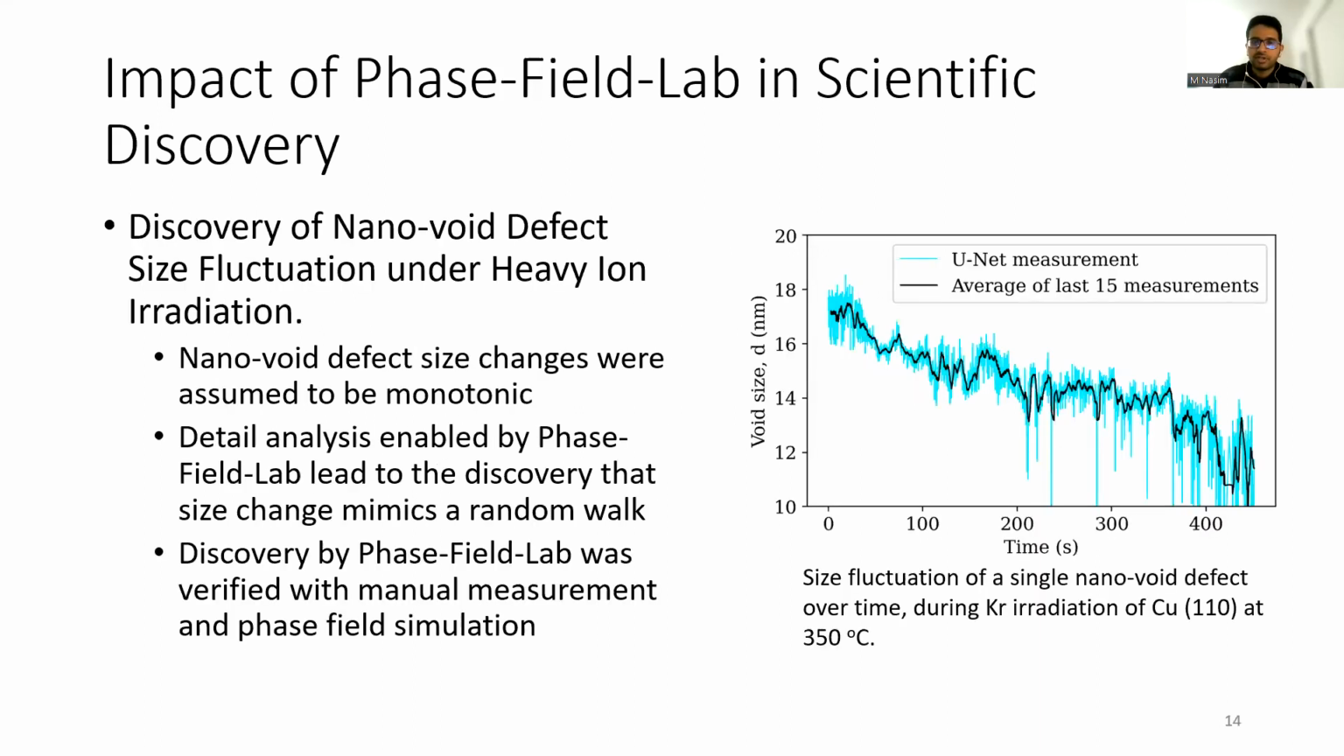Using our Phase Field Lab framework, we were able to discover a new size fluctuation property of nanosize void defects in materials under irradiation. Previously, the size change of these nanovoid defects was assumed to be monotonically increasing or decreasing. However, we found that the size change mimics a random walk-like pattern. Later, this discovery was verified by further manual measurements and physics simulations.